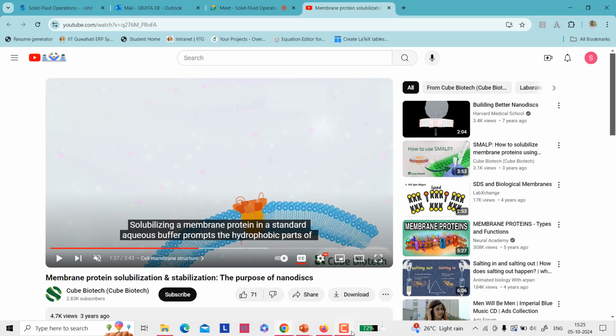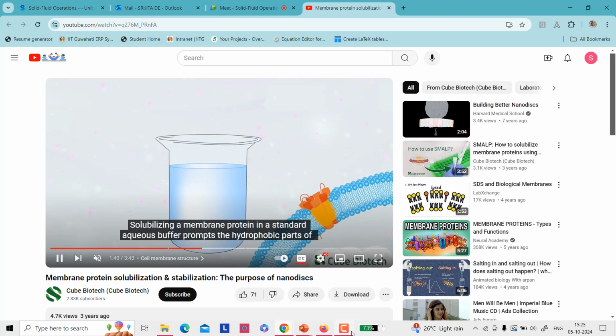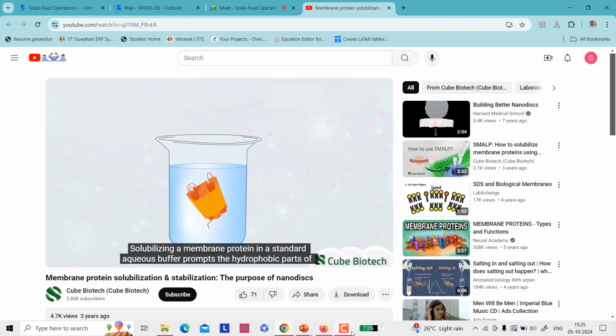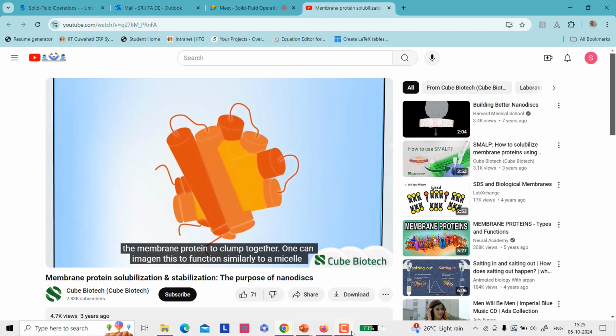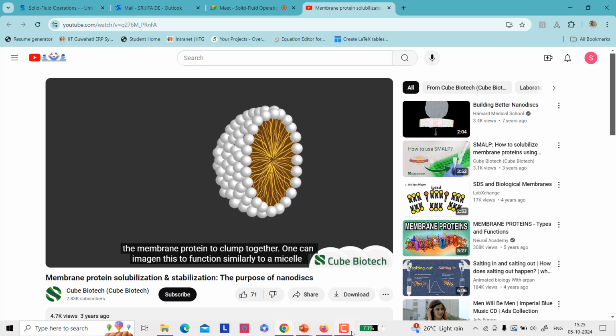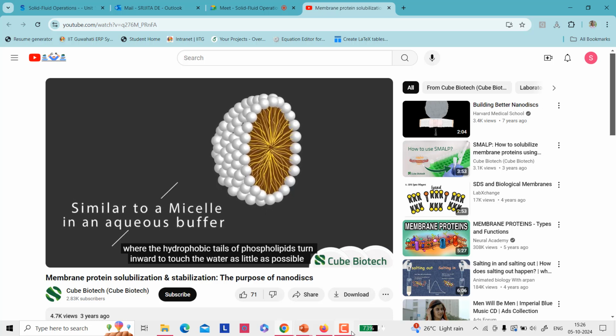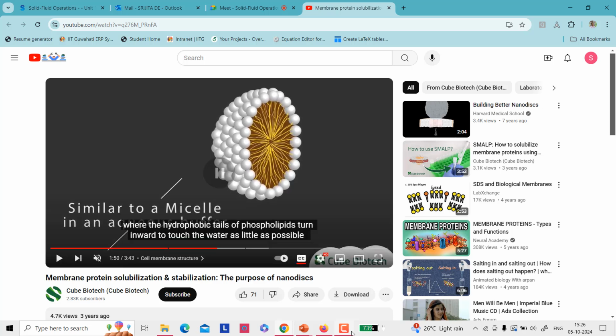Solubilizing a membrane protein in a standard aqueous buffer prompts the hydrophobic parts of the membrane protein to clump together. One can imagine this to function similarly to a micelle, where the hydrophobic tails of phospholipids turn inward to touch the water as little as possible, right? Because of surface tension.